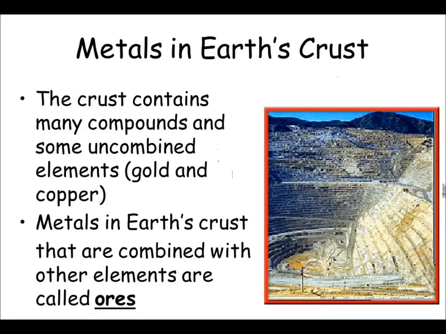So some metals are found in the Earth's crust, okay, and some of them are uncombined, like gold and copper. People used to say they were going to mine for elements, mine for gold, that's what they were talking about. And then other metals in the Earth's crust are combined with other elements, and those are called ores.